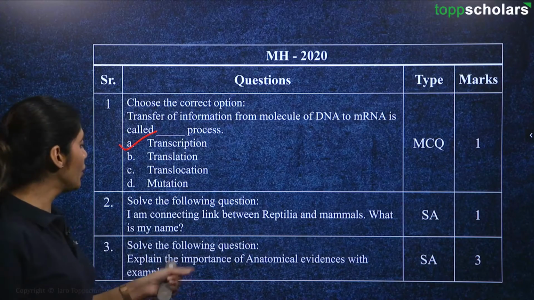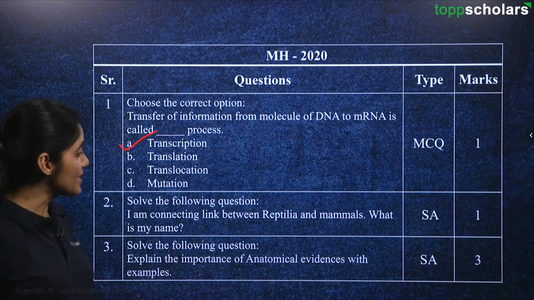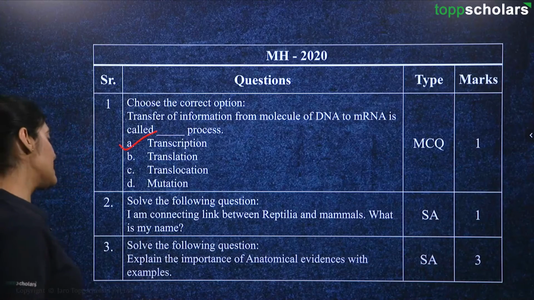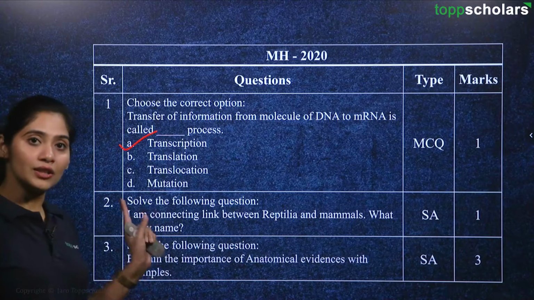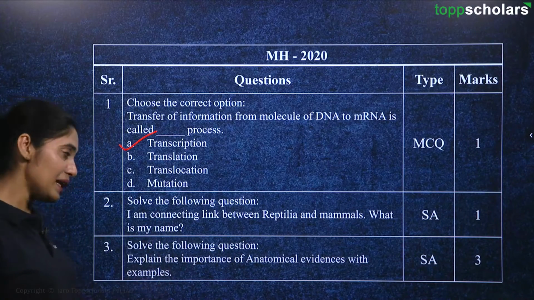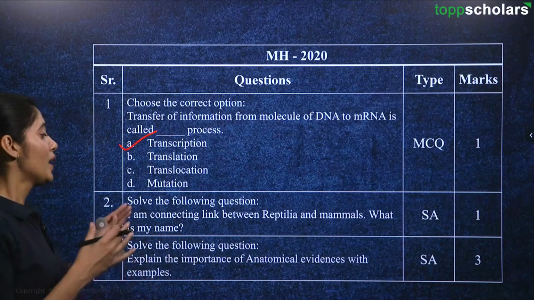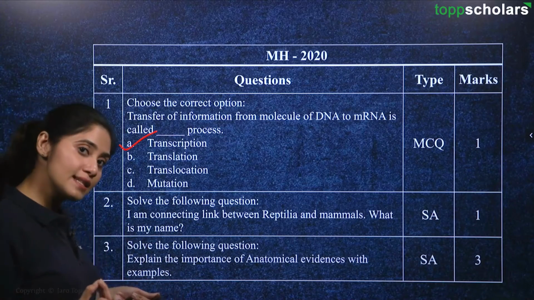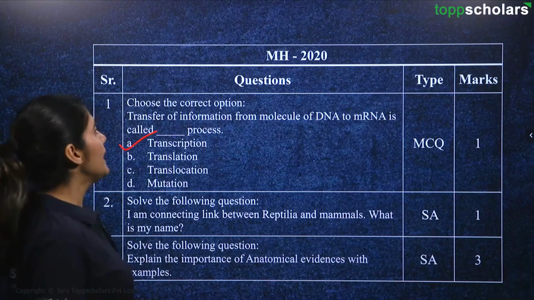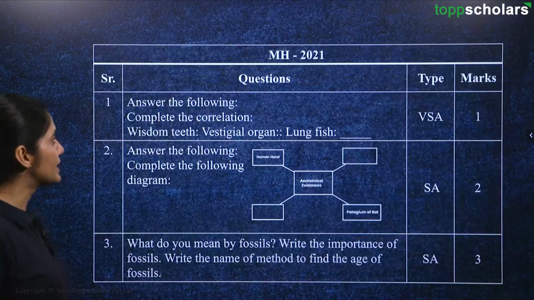Now solve the following question. Explain the importance of anatomical evidence with examples. So this is a 3-mark question. It's a very important question. It is about the different types of evidences for evolution. Let's move on to the next question.